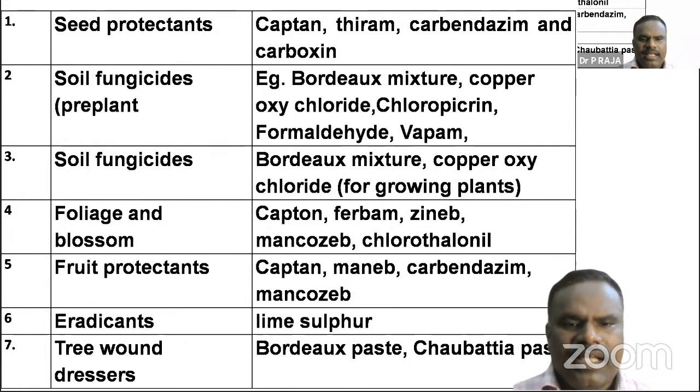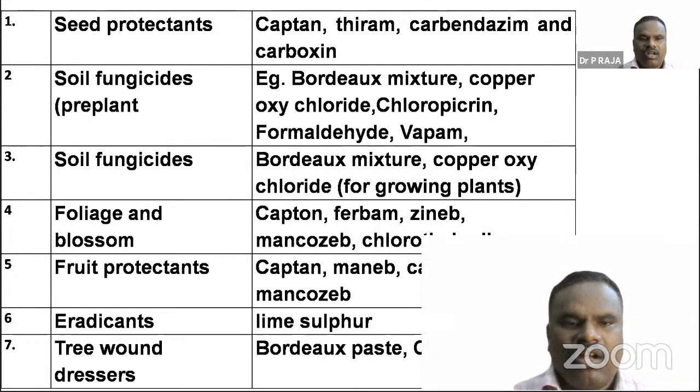And then eradicants, lime sulfur. If you spray lime sulfur, it will eradicate all the pathogens which are there on the surface of the leaf. And then tree wound dressers. If the tree is wounded or any kind of polyporous or Ganoderma attack is there, you have to cut and remove all those fruiting bodies, and then apply borax paste or Chaubattia paste.